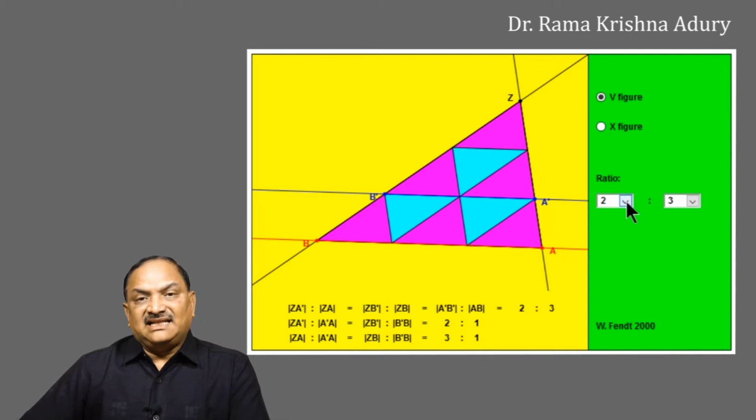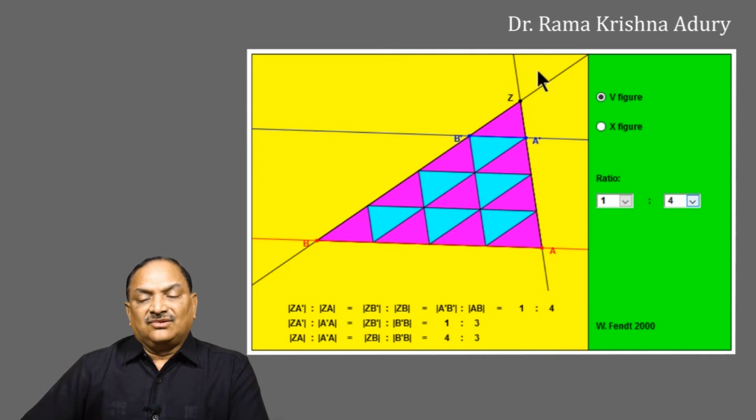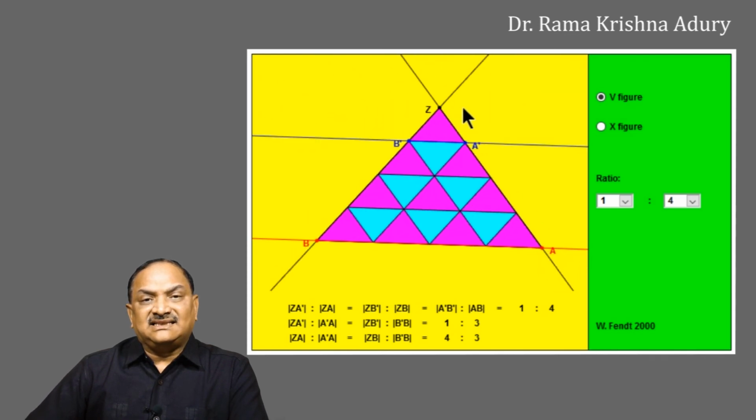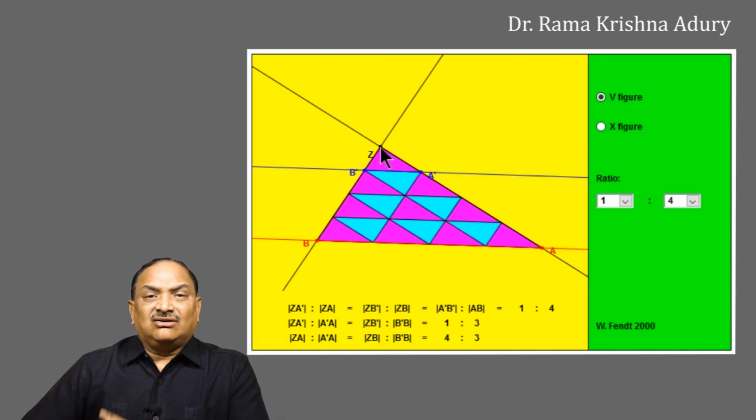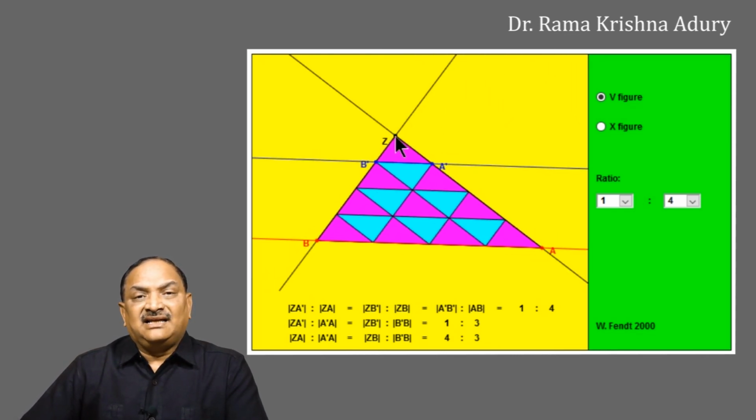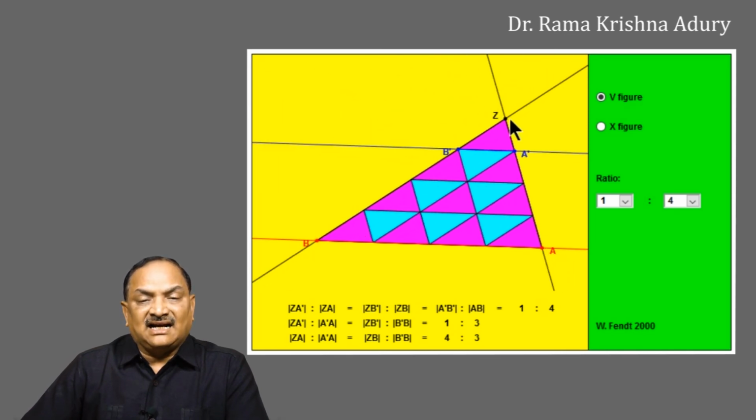Once again, let us change the ratio and observe this one. I take say 1 is to 4. So the whole thing is 4 units, and if you see separately, B'Z is 1 unit but BZ is 4 units. Similarly, A'Z is only 1 unit, AZ is 4 units. So even if you change the shape of the triangle, it still remains the same. The ratio doesn't change. We are not talking about the length of the sides. It hardly matters. What matters here is the ratio in which two sides of a triangle are cut.